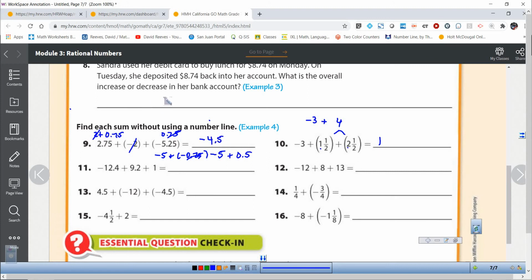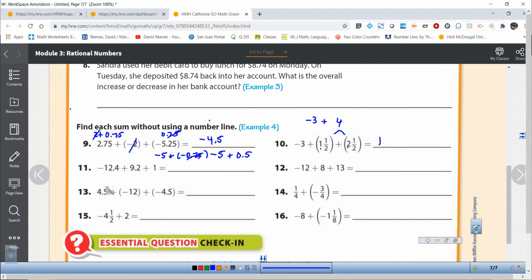Again, you can also do this the traditional way, where you can line these numbers up with the decimals. But the idea is these numbers are small enough that we can work through this, putting together the positives and the negatives and the fraction parts without having it be too difficult.